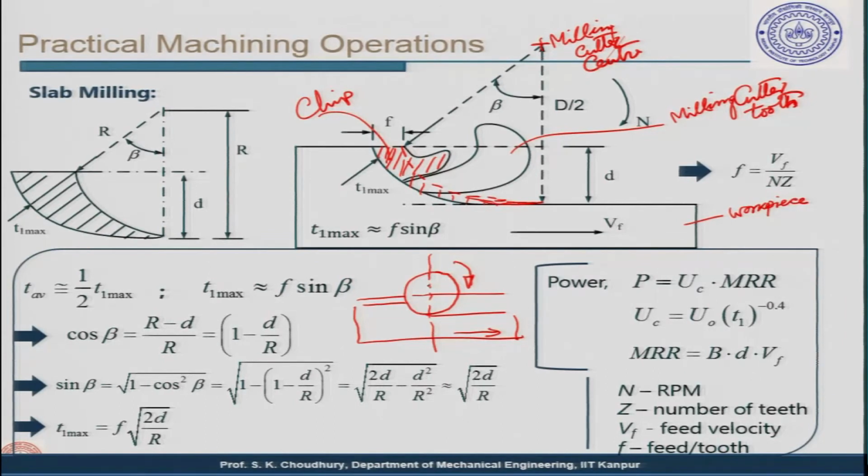When the feed is given, let us say this is Vf and this is N. Now let us simulate that the milling cutter is rotating. The milling cutter will have the next position as this, from here to here. So, this is the chip that will be formed, and this chip is shown here, from one position of the milling cutter to another, because of the movement of the workpiece in this case.